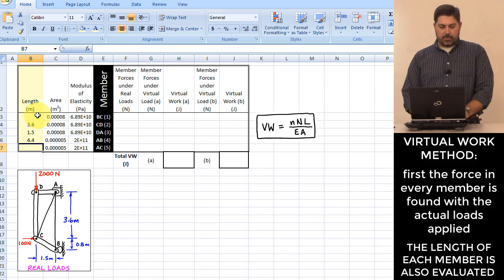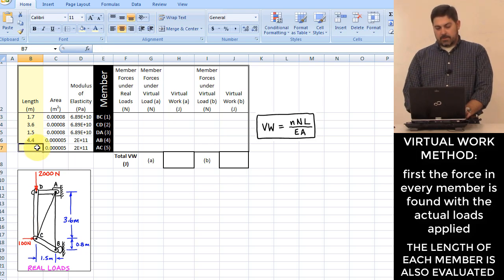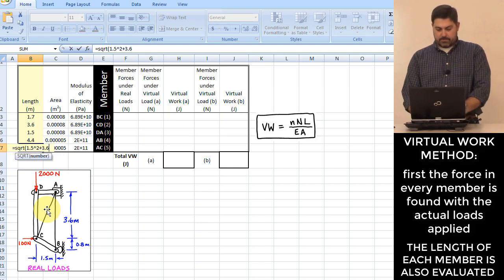Now we have a couple that aren't quite as easy. BC is the first one I have right here. How do I get that? Basically Pythagorean theorem on this little member right here. So I would do square root of 1.5 squared plus 0.8 squared. And then a similar thing for this member AC: equals square root of 1.5 squared plus 3.6 squared.